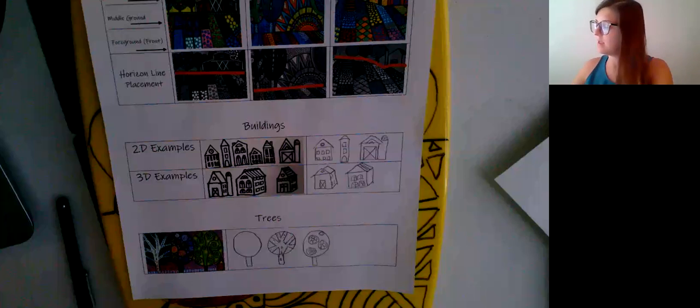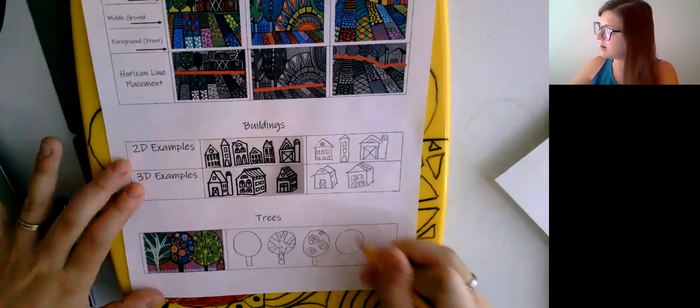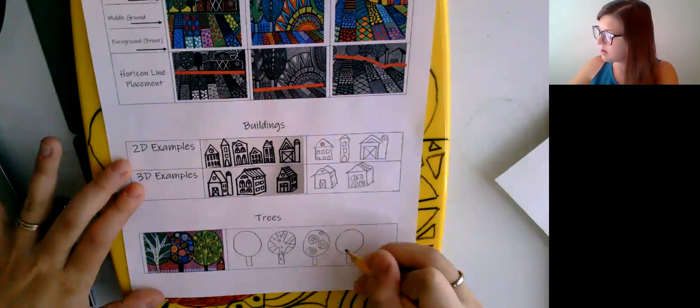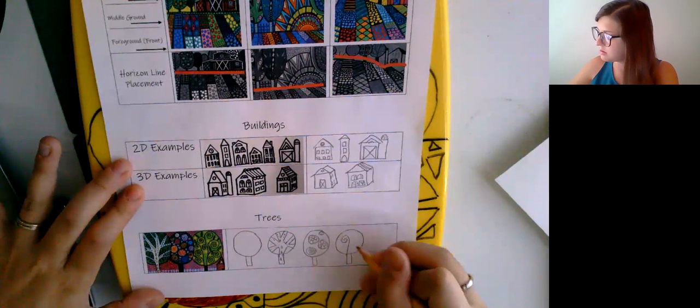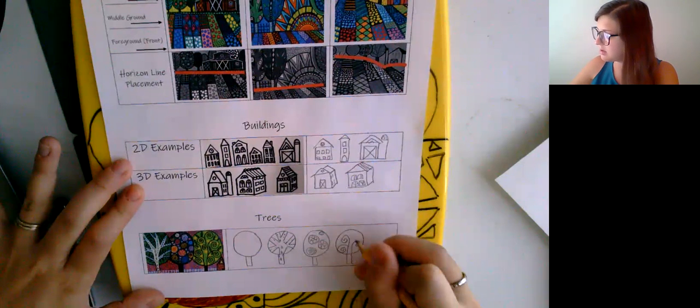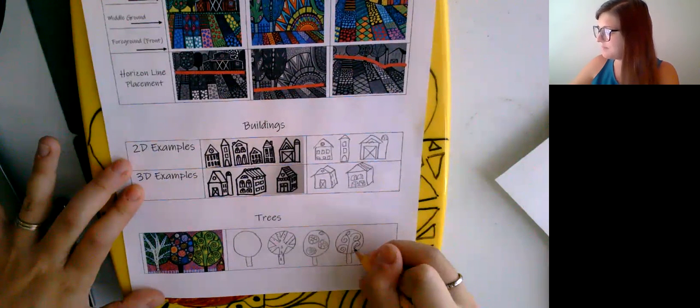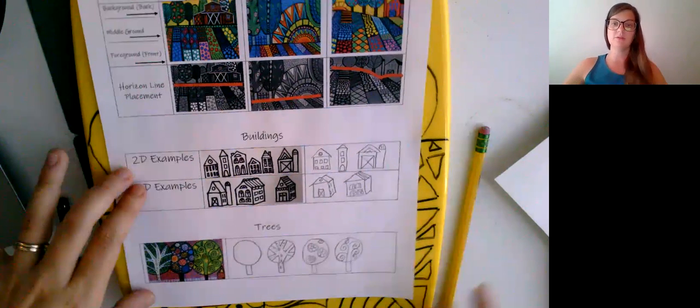Sorry. Then the last one is just like a curved swirl line. So they start at the bottom and then they curve some lines, like a spiral. And then for more details, they add little tiny leaves. Okay, so those are the examples of the trees and the buildings.